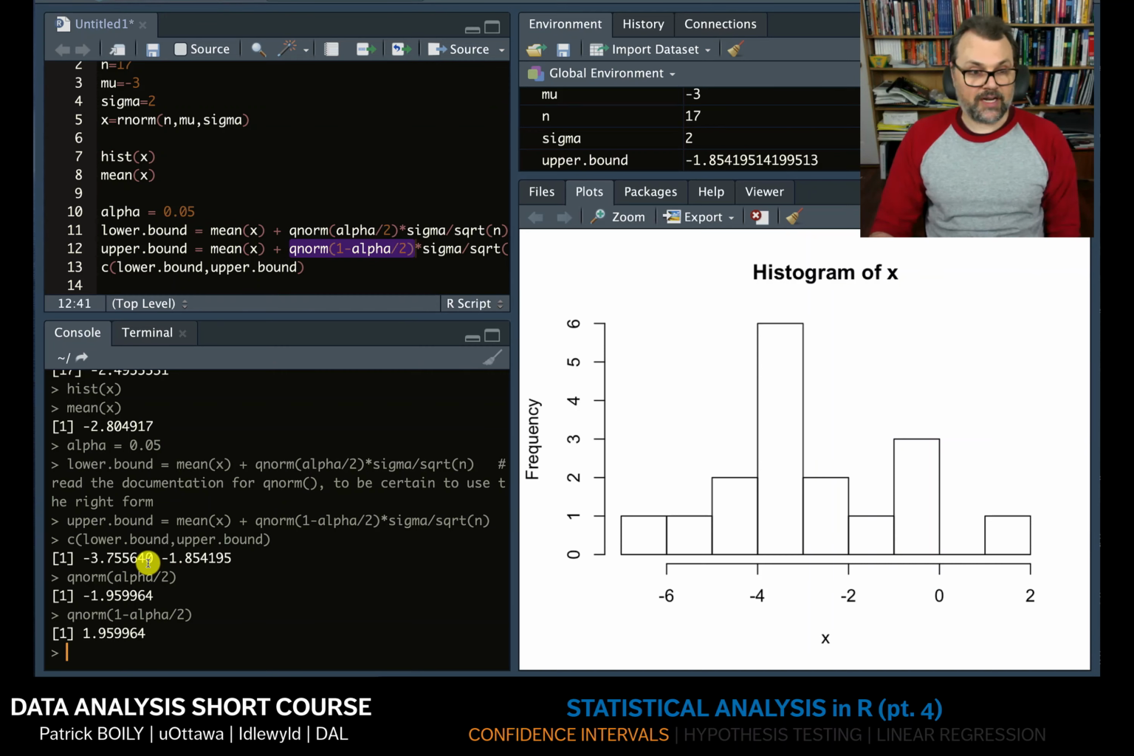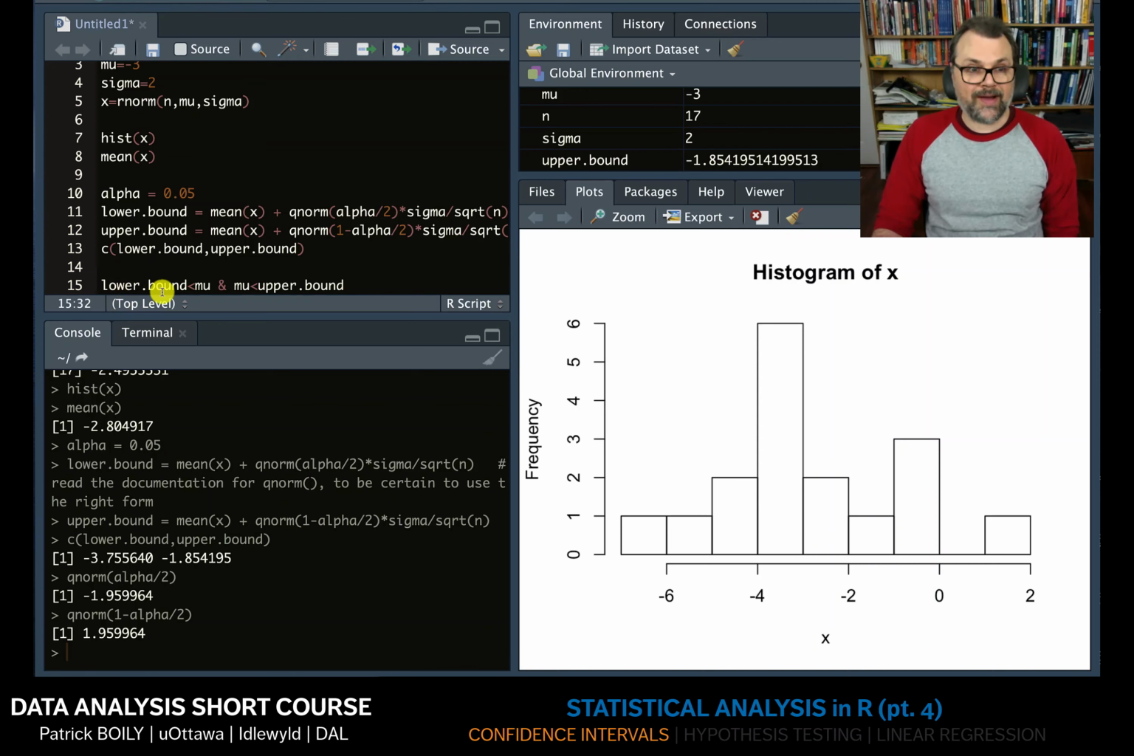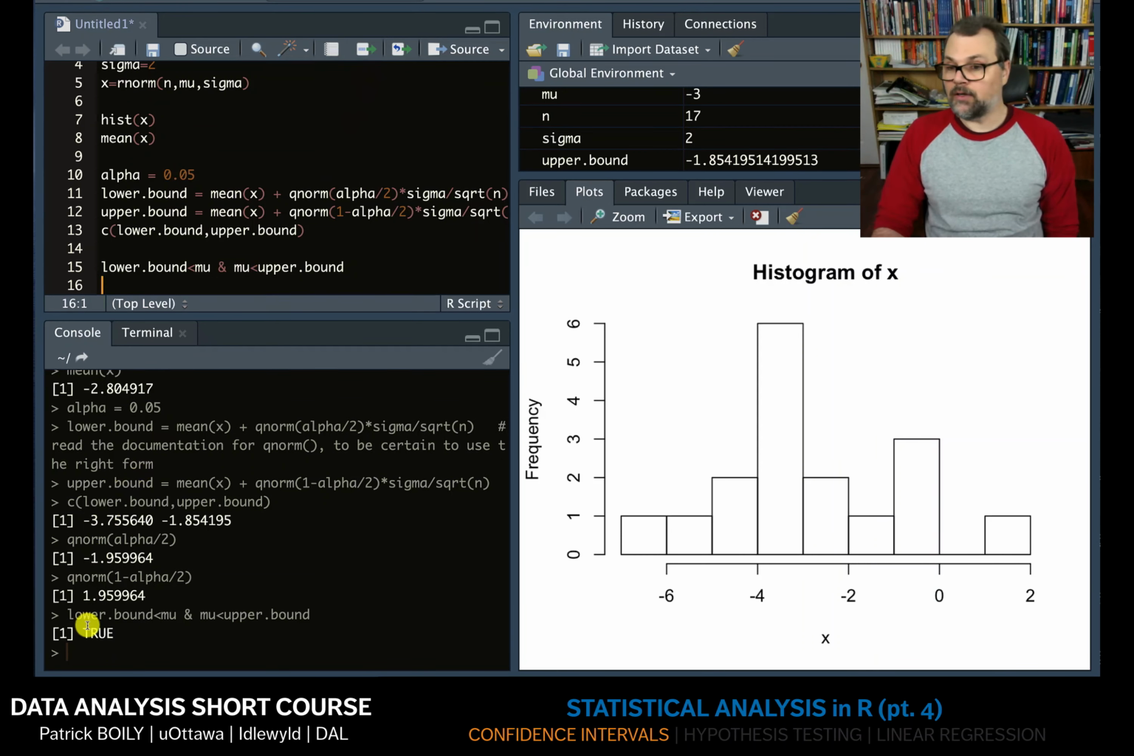This confidence interval that I found, this 95% confidence interval, it goes from -3.75 to -1.85. That's based on the sample that we drew from the original population. And you'll notice that -3, the true mean, which we don't typically know whenever we look at a sample, but here we do know it, is indeed found within the confidence interval. You could confirm that this is indeed the case. You can ask whether the lower bound is smaller than mu and mu is smaller than the upper bound. Is it actually found in the interval? And you get an answer of true. It is indeed found in the interval.